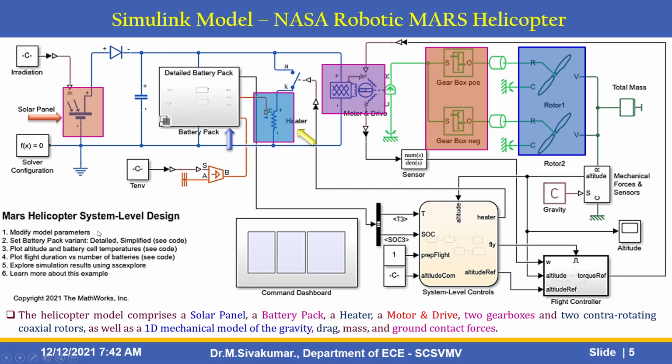Based on that, we can modify the model parameters and set the battery pack variant. There are two types of variants, detailed and simplified. Also, by using the reconfigurable code, we can plot attitude and battery cell temperatures, and plot the flight duration versus number of batteries.